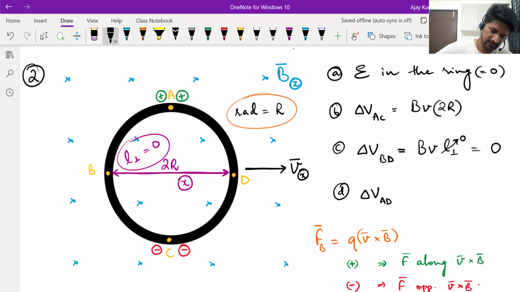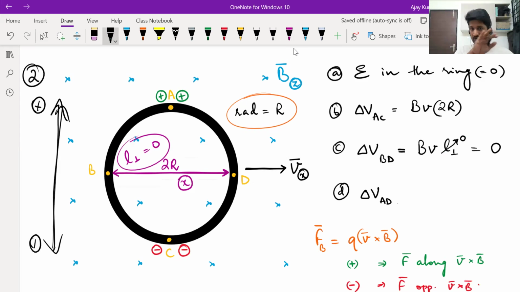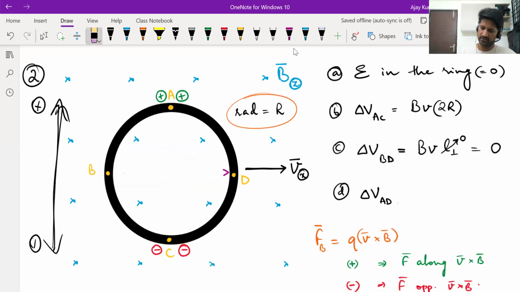Okay. In this case, charge separation occurs this way. Along the Y direction, there is separation of charge. Positives are going like that. Negatives are coming like this. So along the X direction, there won't be any potential difference. Okay. Positive charges are at A, negative charges are at C. So electric field will be from A to C in the Y direction. There won't be an electric field in the X direction. Okay. So between B and D, the potential difference in this case is 0.